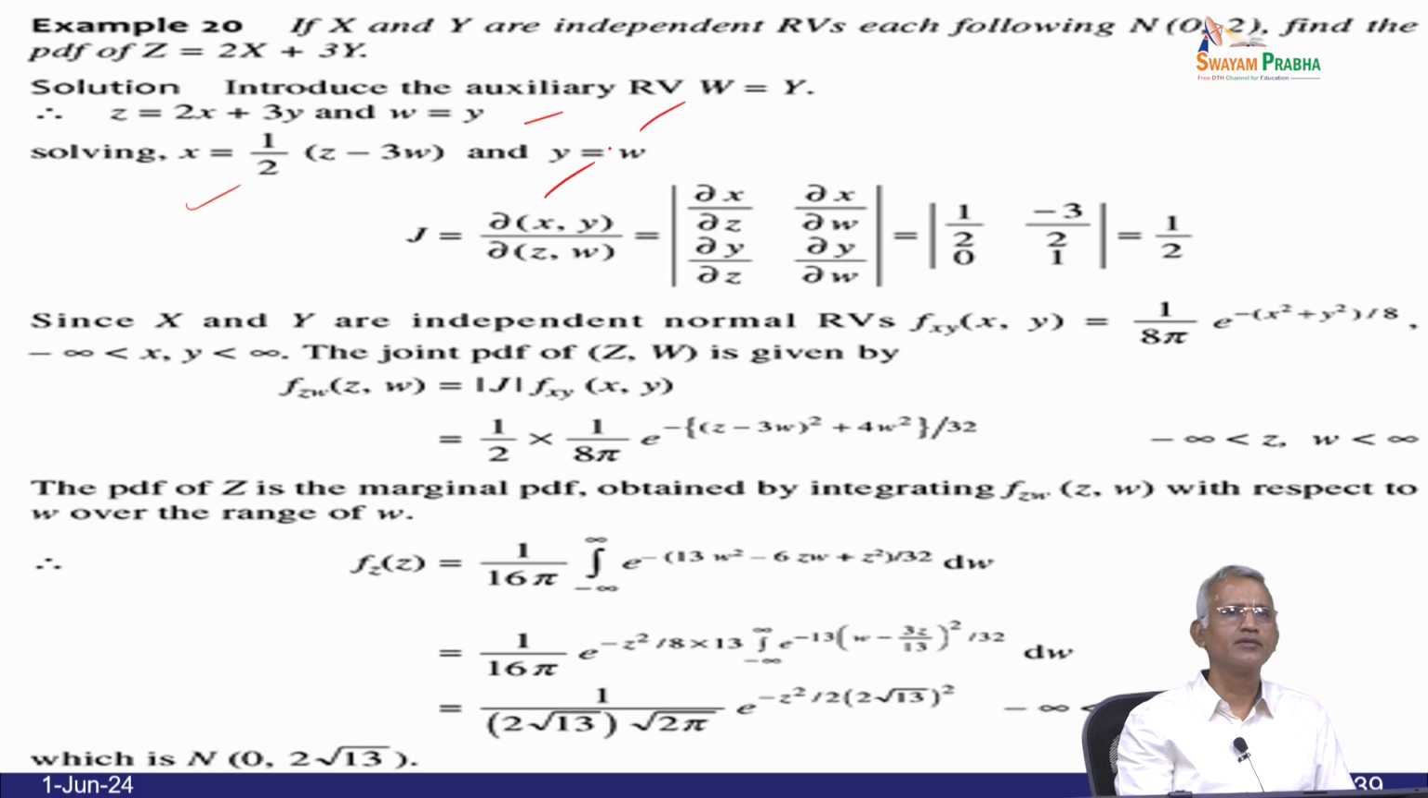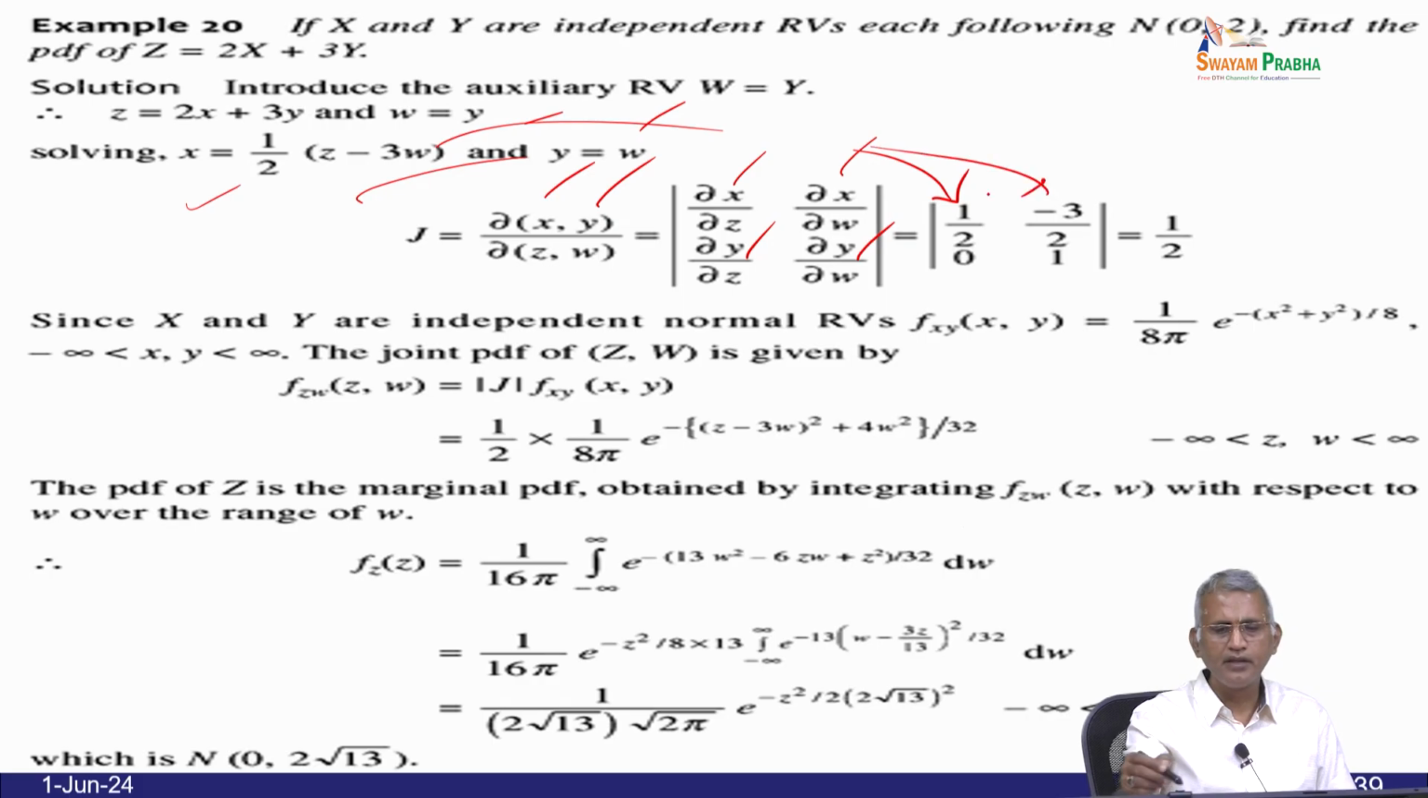According to the Jacobian transform, J equals del(x, y) by del(z, w). The meaning is del x by del z and del x by del w, del y by del z and del y by del w. Now take x partially with respect to z, we have 1 by 2, and partially with respect to w is minus 3, and similarly y partially with respect to z is 0, and y partially with respect to w is 1, and by determinant expansion we have 1 by 2.